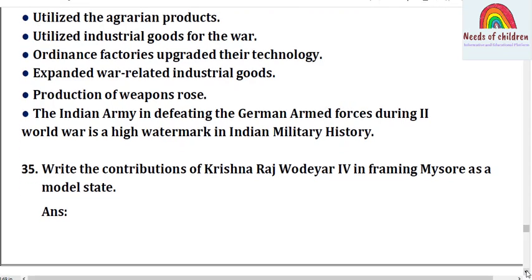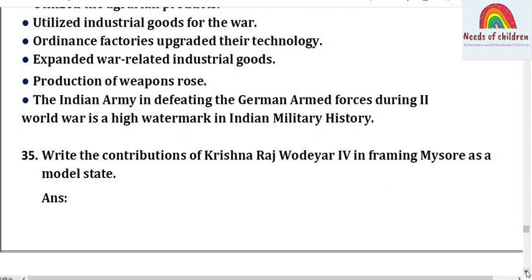The second 4-mark question, question number 35. Write the contributions of Krishnaraja Wodeyar IV in framing Mysuru as a model state. Okay, this is the question. It is from history, opposition to British rule in Karnataka and Wodeyars of Mysuru.